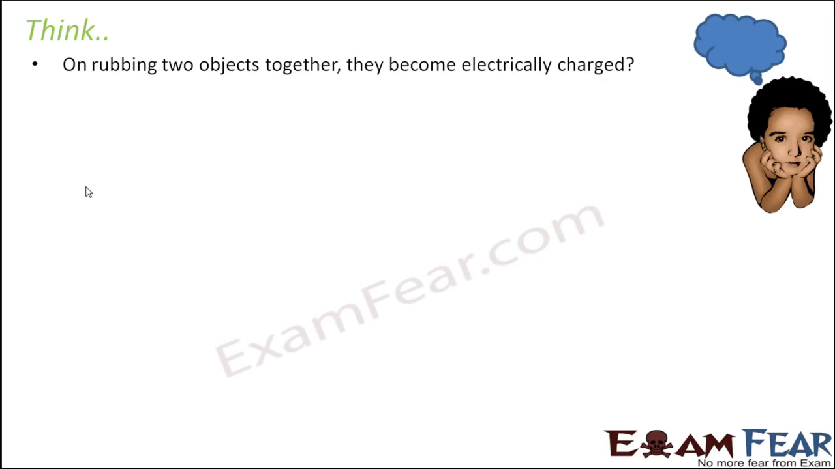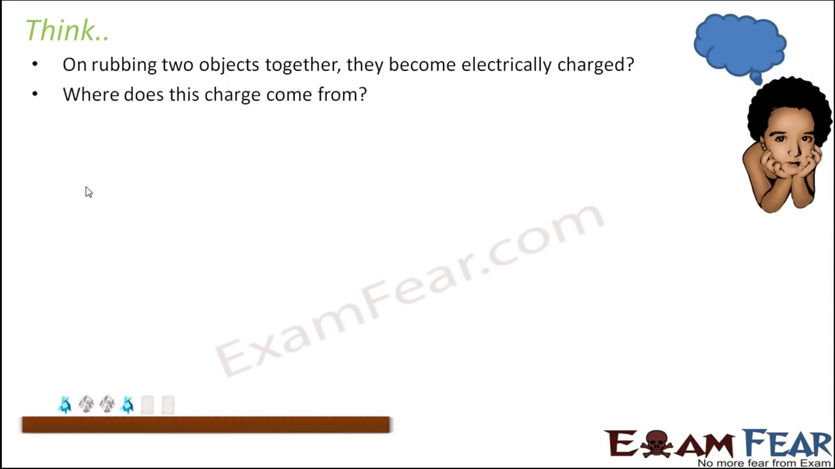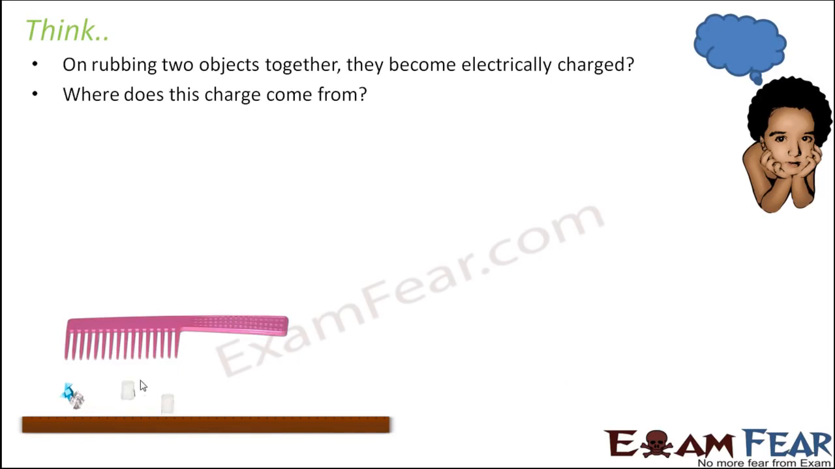When you rub two objects together, they become electrically charged. Can you think why it is? For example, you take small pieces of paper, rub this comb, and then if you bring it near, the paper will dance like this. Why? Because they become oppositely charged. Where does this charge come from?